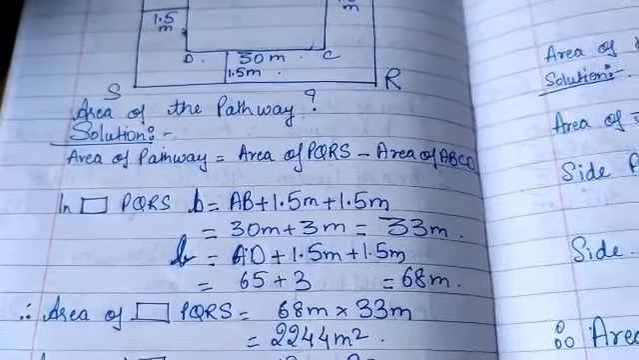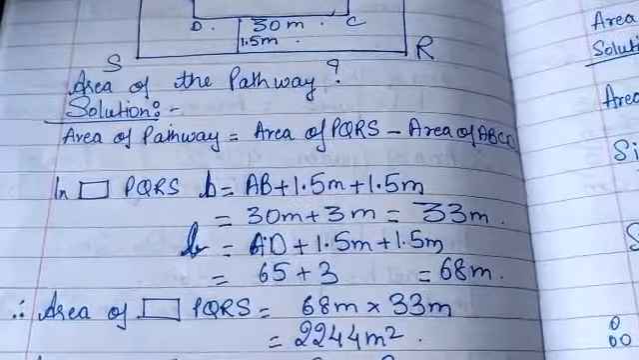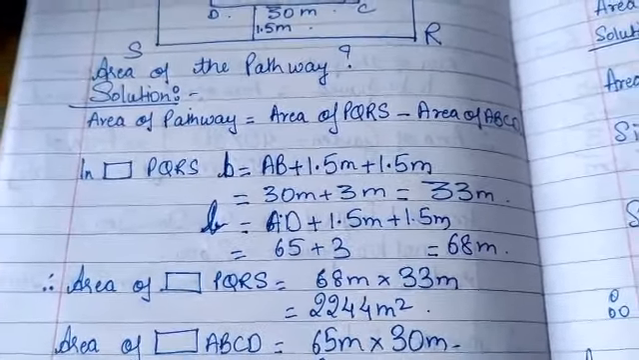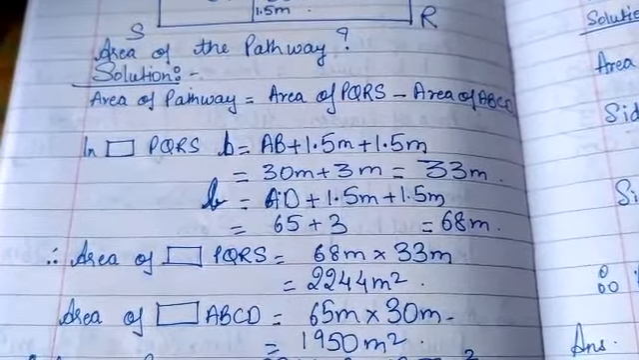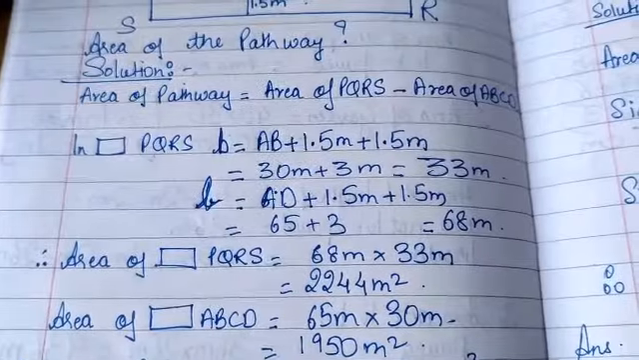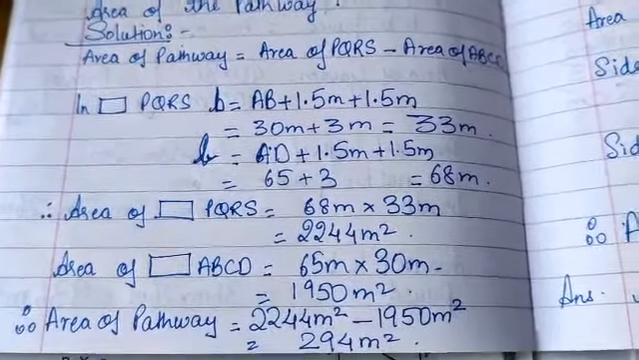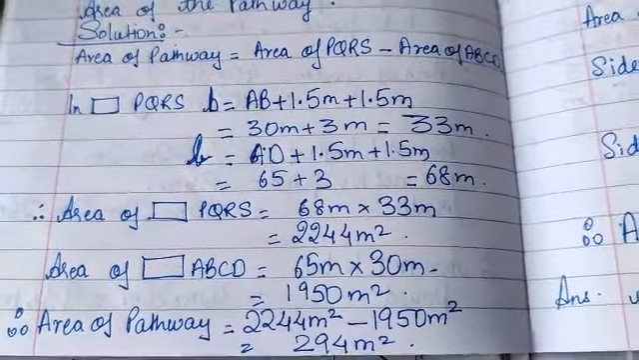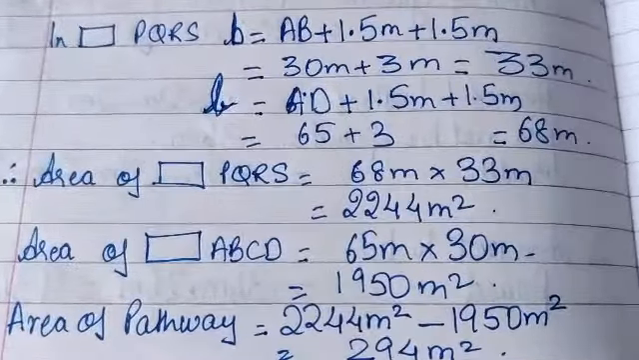Now area of rectangle PQRS will be 68 meters into 33 meters, which gives us 2,244 meters square. Area of ABCD, which we already know, 65 meters into 30 meters, which is 1950 meters square. So area of pathway will be area of PQRS minus area of ABCD, which gives us 294 meters square.